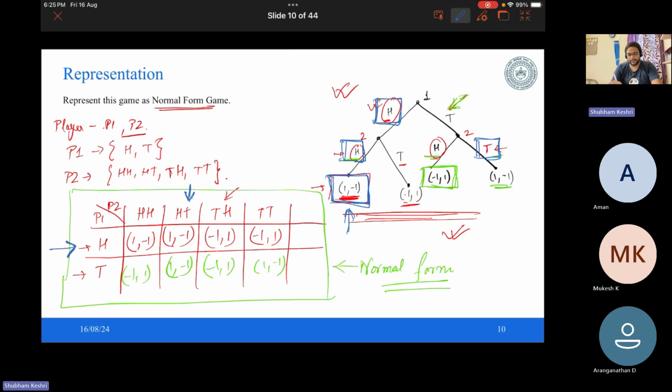Just make sure this is okay, because we'll take this idea forward and then solve more complex problems. Okay, so let me just check: if player 1 is playing T and this guy is playing H, it will be kind of finished. Okay, alright, yeah. Okay, understood.